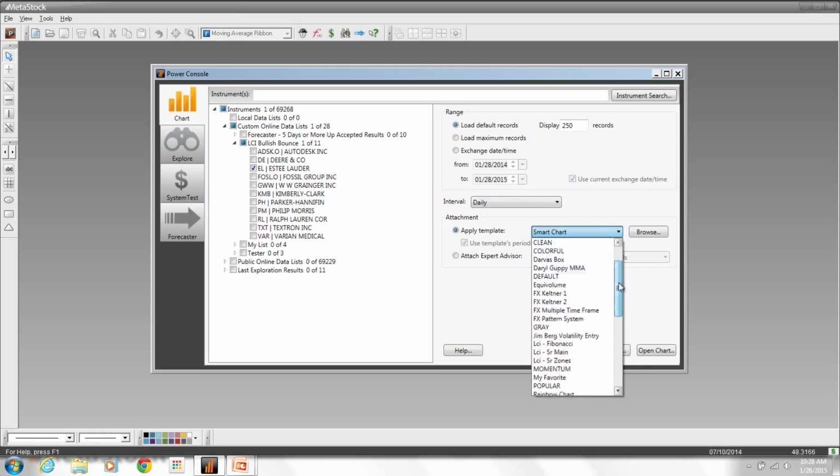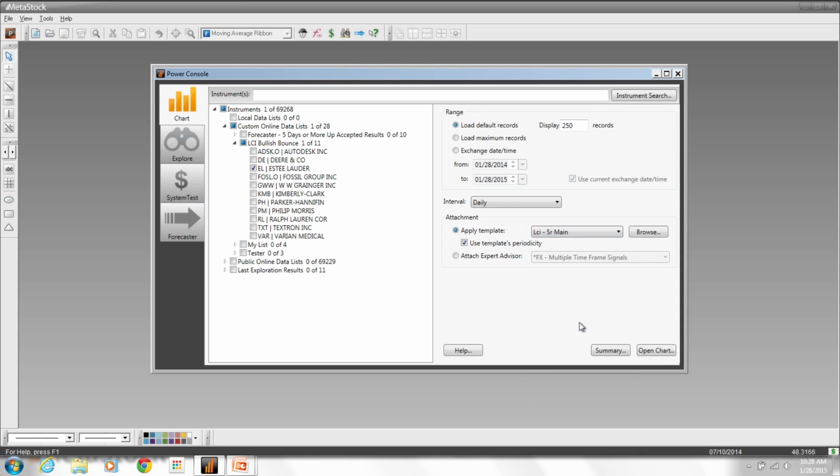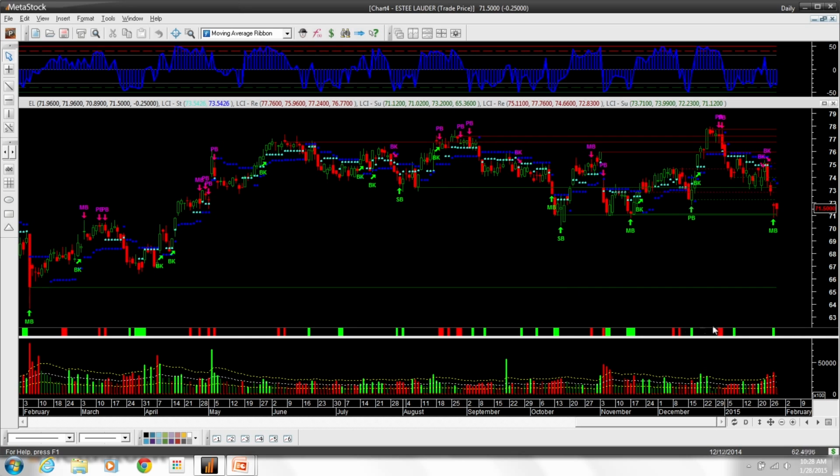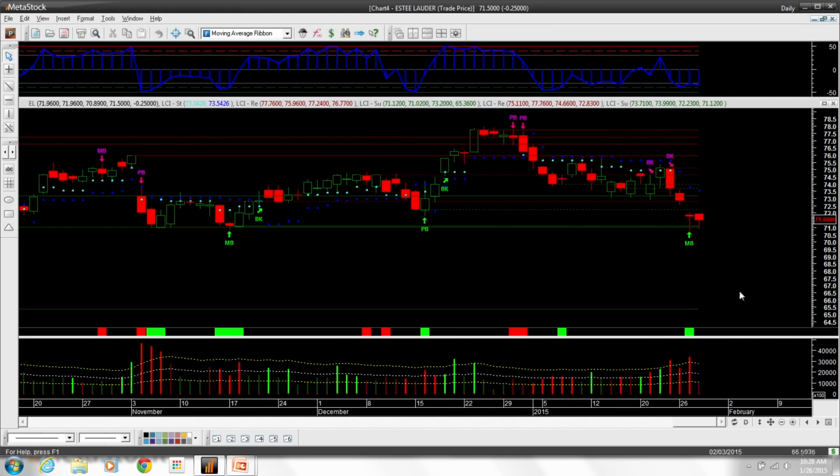Now, the LCI has 3 templates. We've got our LCI Fibonacci, our LCI support and resistance main, and our LCI support and resistance zones. For now, I'm going to select the main template, and then we'll go over the templates as we get the chart open. Say Open Chart. Now you can see that I've got my signal and the scan that we got, and we can see the current price movement for the active market that's happening today.